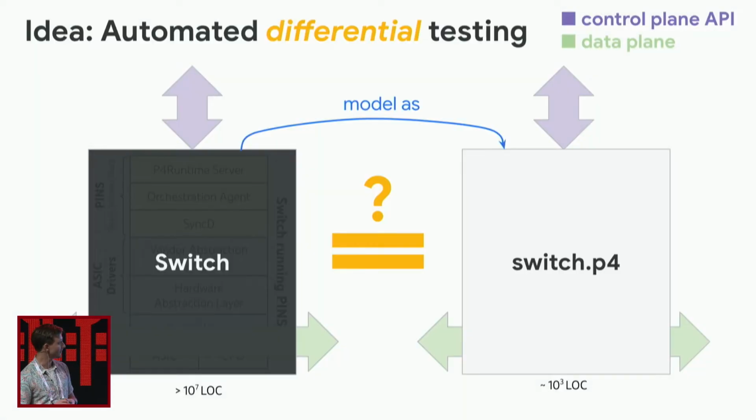So the final puzzle piece here is to understand that once we can test our P4 program, that means we can also test the switch. Because the P4 program and the switch, in terms of their APIs, the data plane and the control plane API, they're the same. And so what we're going to do is we're going to take these tests for the P4 program, and we're going to run them on both the real switch, as well as on a P4 simulator of the program. And then we're going to compare the behavior of the model and the real switch. And whenever there's a difference, we're going to flag it as a bug.